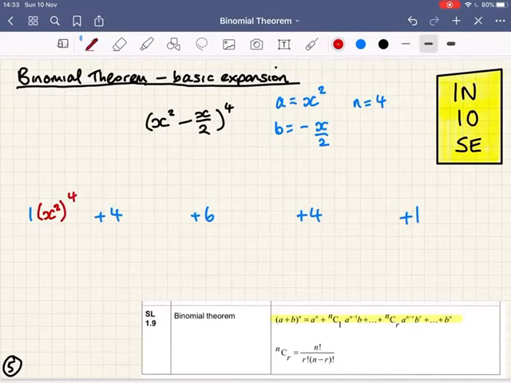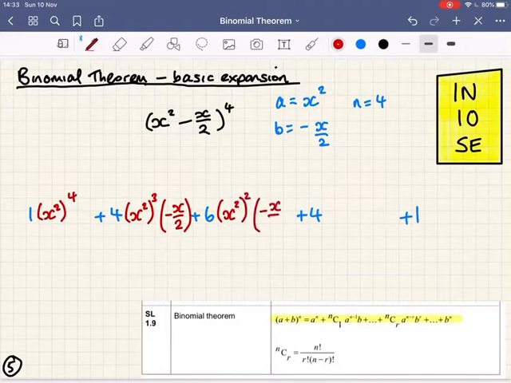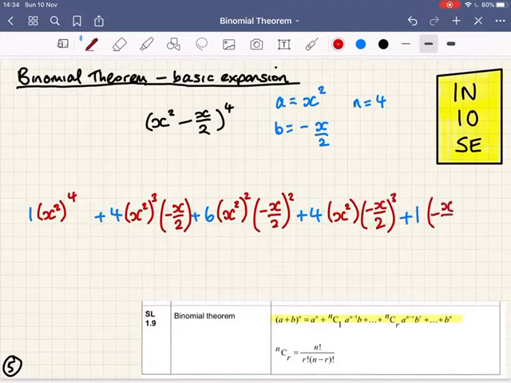There it is. The next term, my value for a, x squared, will only be to the power of 3, and I'm going to multiply it by my value of b, minus x over 2. Then the next term, x squared, will only be raised to the power of 2 this time, but minus x over 2 will be raised to the power of 2 as well. Then I'm going to have just x squared to the power of 1, and negative x over 2 raised to the power of 3, and then last but not least, negative x over 2 all to the power of 4.